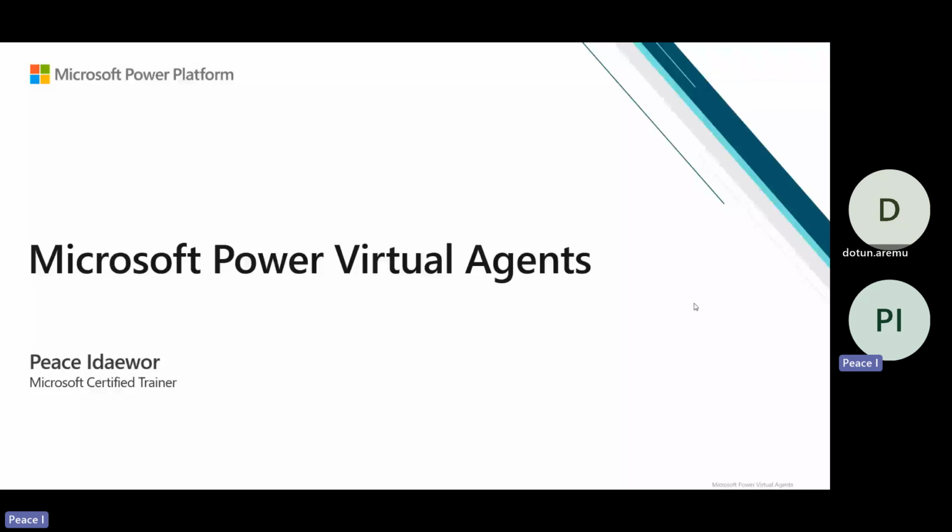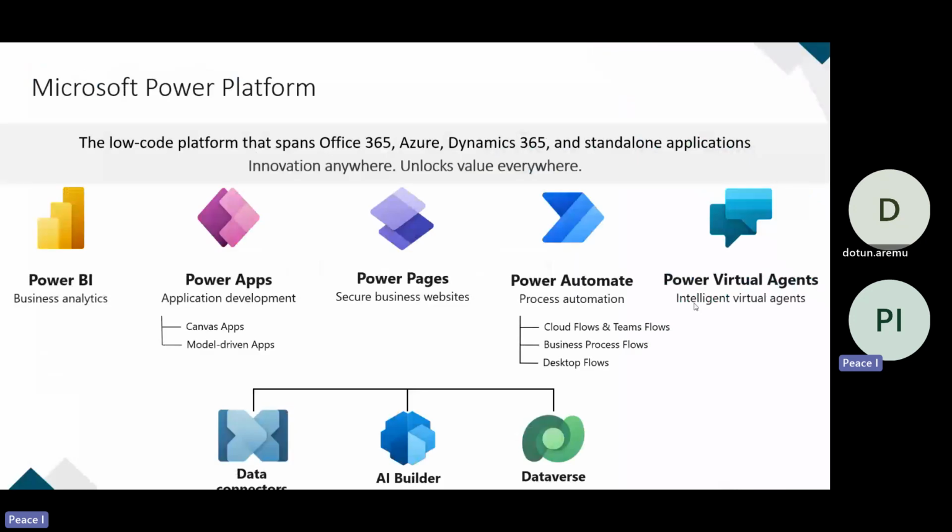So of course, Power Virtual Agents is part of Power Platform. Power Platform, as I'm sure we already know, is a low-code platform that spans through Azure, Office 365, Dynamics. So we have a couple of components in the Power Platform. We have Power BI, which is basically for visualization. We have Power Apps, which we use to develop both Canvas app and model-driven app. I'm sure the differences between these two has been discussed in previous classes.